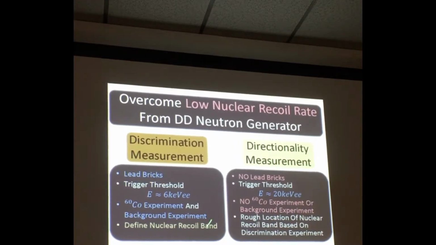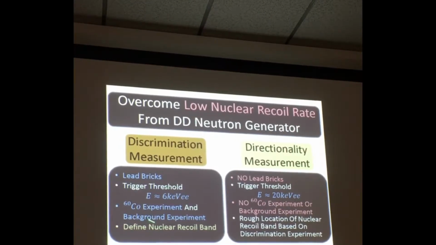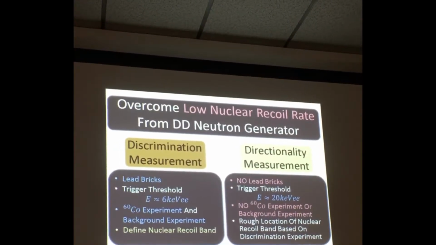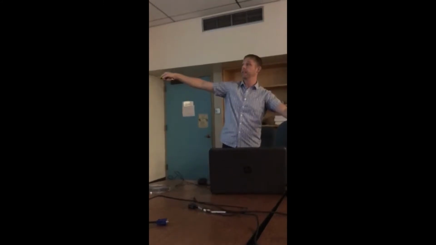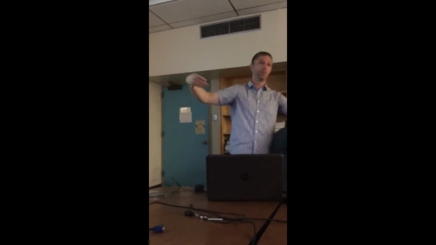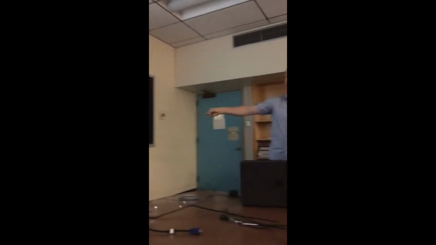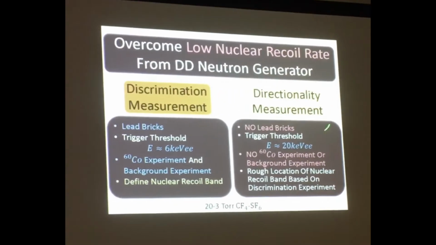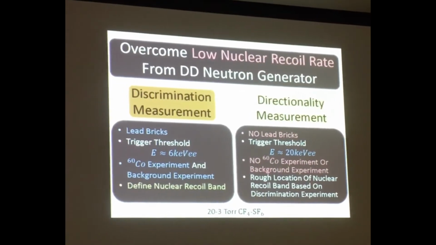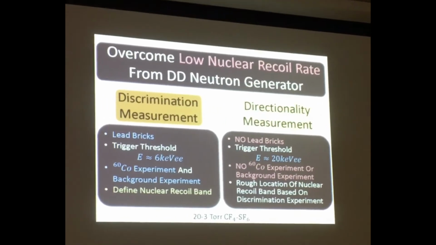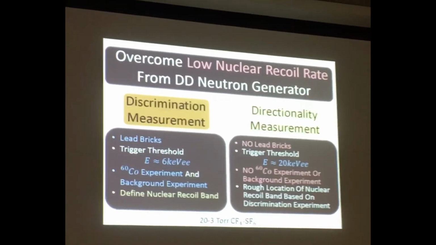And then I can do a cobalt-60 experiment and a background experiment to define the nuclear recoil band and the separation. But unfortunately, doing this, the nuclear recoil rate is still low. So I can't do this to measure directionality, because I need a lot of nuclear recoil statistics in a given energy bin in order to measure directionality. So that solution doesn't work for this. And what I do here is no lead bricks, and I do a 20 keVee trigger threshold.